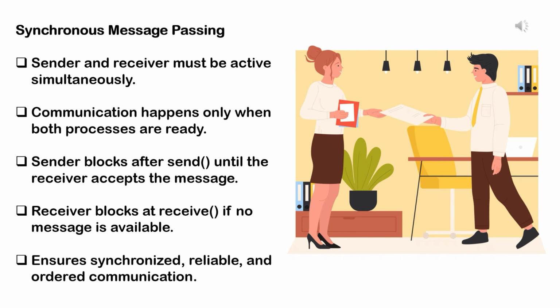Now, let's move to another important topic. Synchronous message passing is also known as blocking communication. In this communication method, both the sender and the receiver must participate at the same time. When the sender sends a message, it immediately stops and waits until the receiver accepts the message.